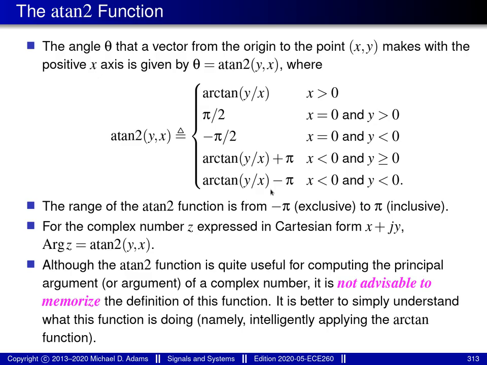So if you really like to memorize things, I guess by all means you can memorize this formula, but my experience is students often misremember the formula on exams and then lose marks. So I'd recommend you just skip this slide, ignore what's on it, and use the arctan function as described earlier for computing the argument of complex numbers.